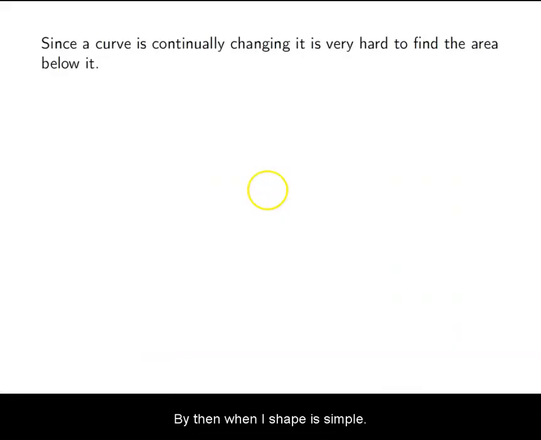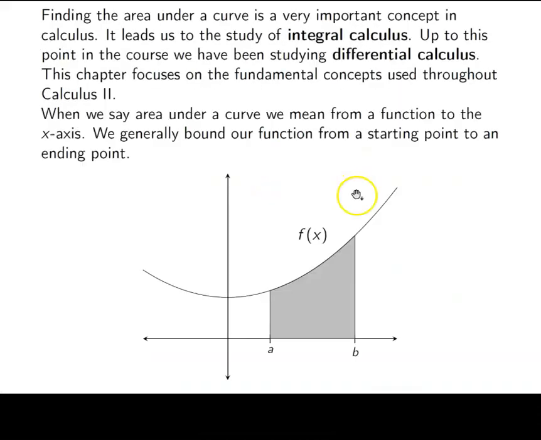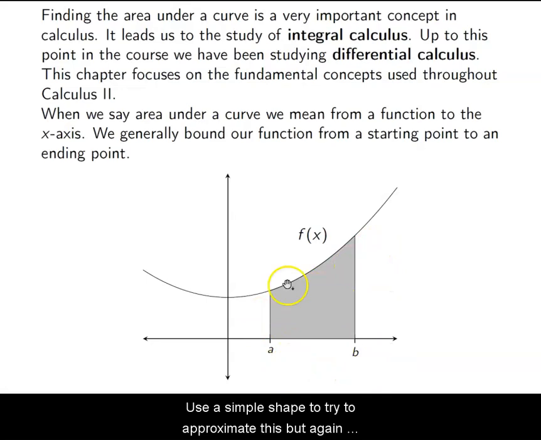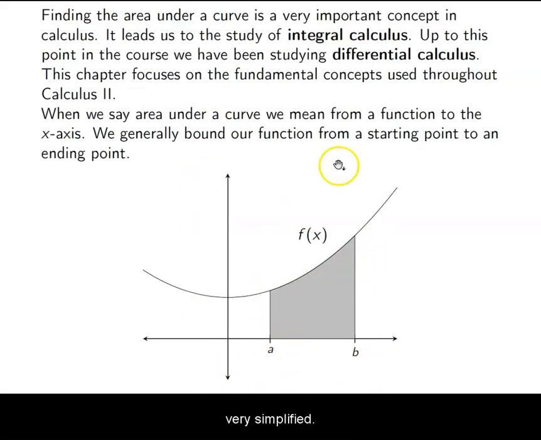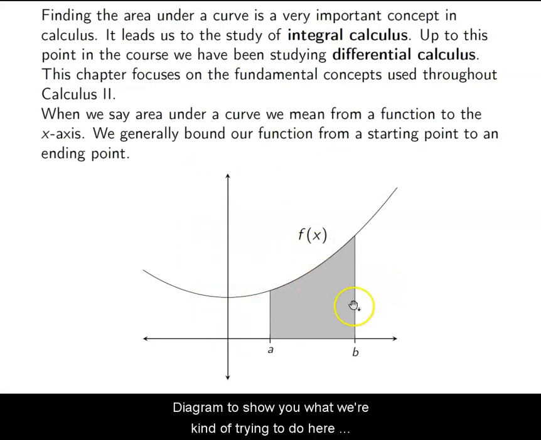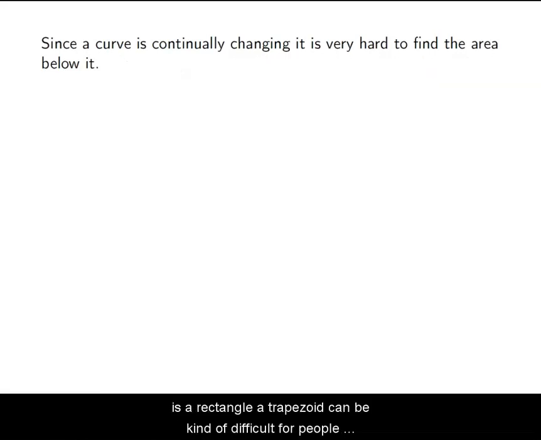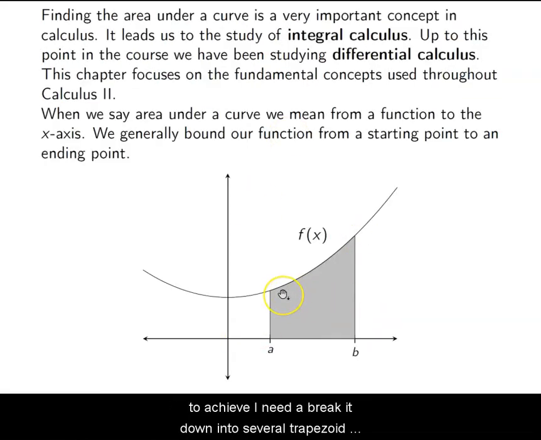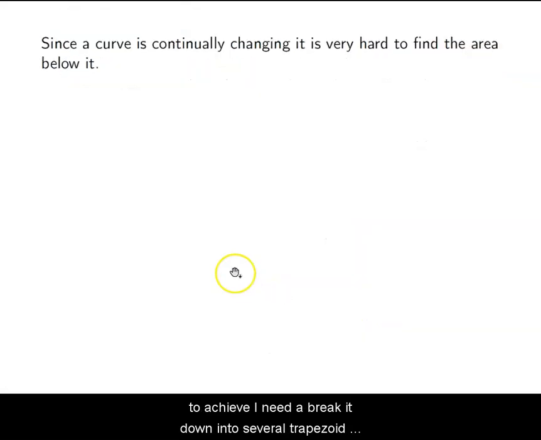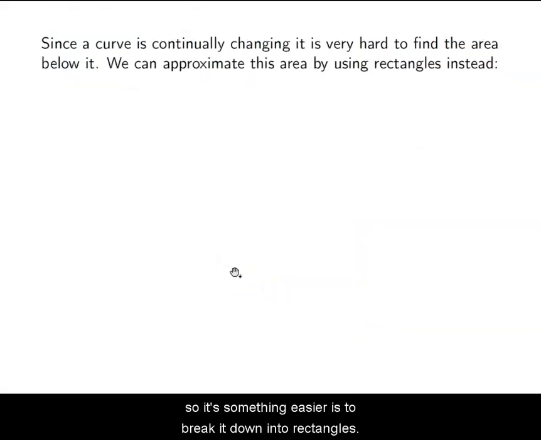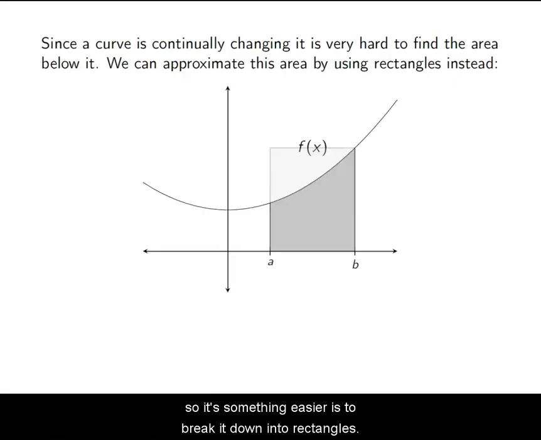Okay. As I said, when our shape is simple, we can use a simple shape to try to approximate this, but again, that's generally not what's going to happen. This is just a very simplified diagram to show you what we're kind of trying to do here, right? So again, the easier way to do this is just to use the most basic shape that we learned from elementary school, which is a rectangle, right? Because even trapezoids can be kind of difficult for people, especially if I need to break this down into several trapezoids. So something easier is to break it down into rectangles, okay?